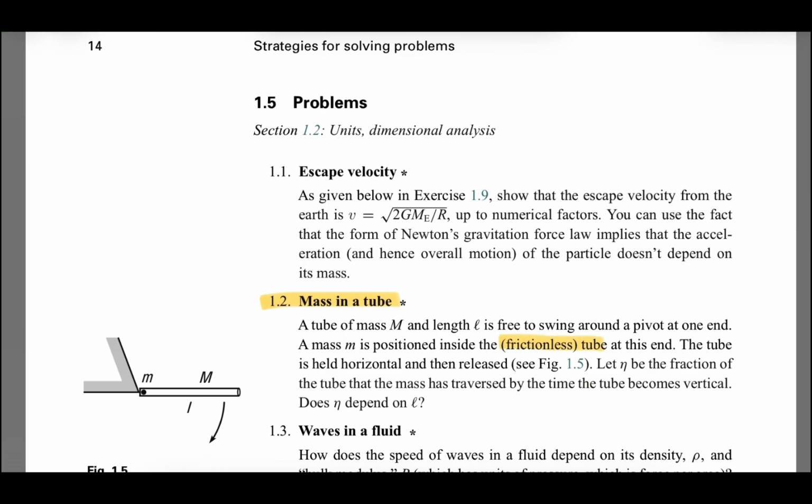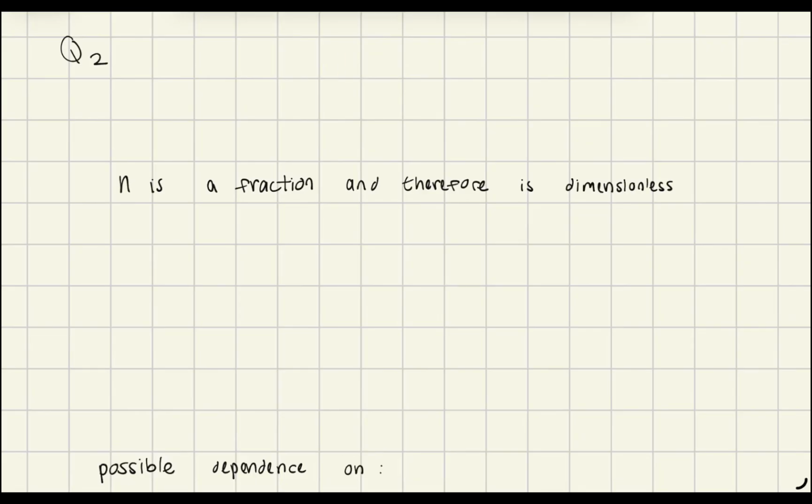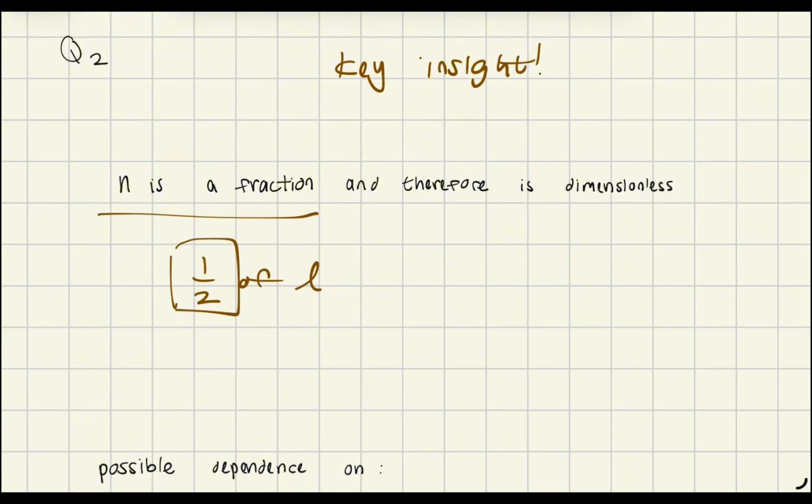The tube is held horizontal and then released. See figure 1.5. Let n be the fraction of the tube that the mass has traversed by the time the tube becomes vertical. Does n depend on L? So the first key insight we have to take away from this is that n is just a fraction. That's how they defined it. And just like 1/2, 2/3, these are all dimensionless. Therefore, n is also dimensionless.